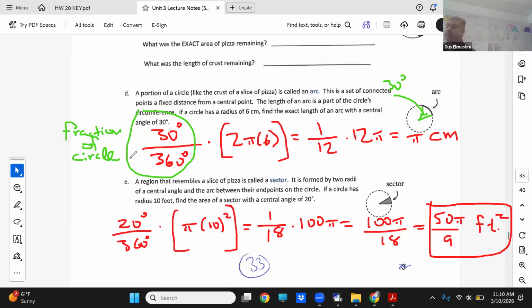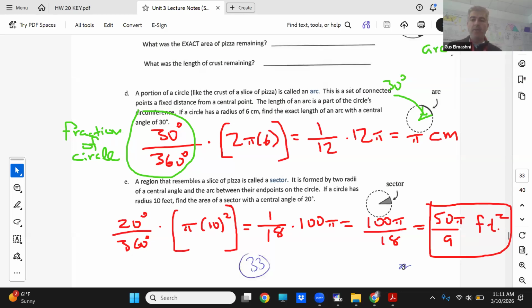That's the fraction circle we want. And of course, you're dealing with circumference because an arc is a portion of the circumference, right? So you've got to figure out what portion. It's all about proportions. All it ever is. Because if you think about it, 30 over 360 equals the arc over the circumference.